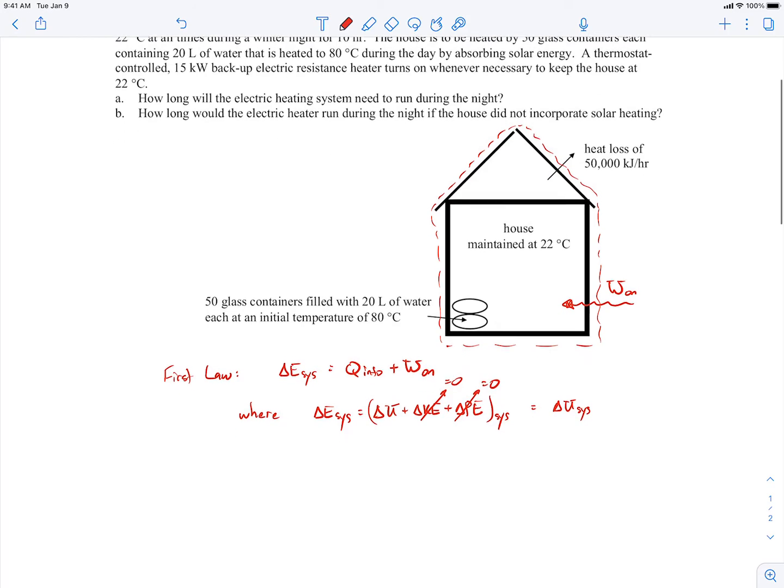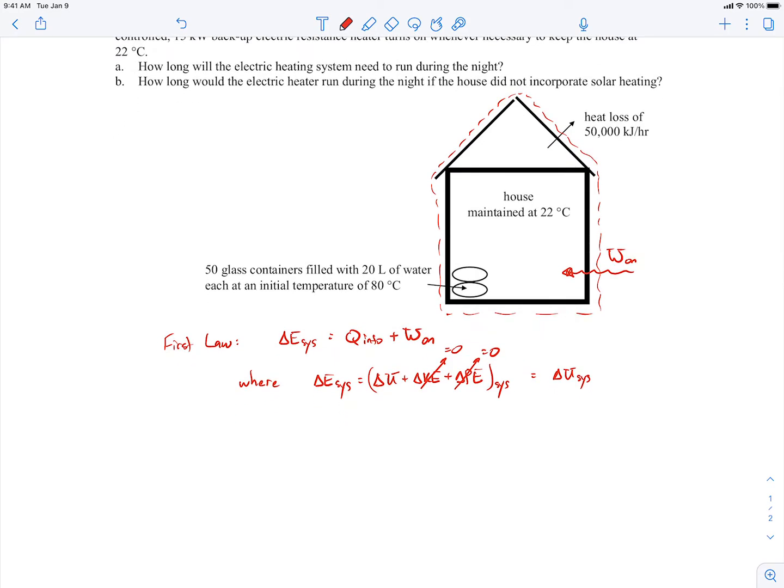But the change of internal energy of the system, we have a couple of things here. We have the structure of the house, like the wood, the brick, all of the elements within the house. We have the air inside the house. We also have these glass containers filled with water in there. So let me write those all out separately. So we have the change in internal energy of the, I'll just call it structure, plus the change in internal energy of the air, plus the change in internal energy of the water. Okay, so we have all of those things that comprise our system.